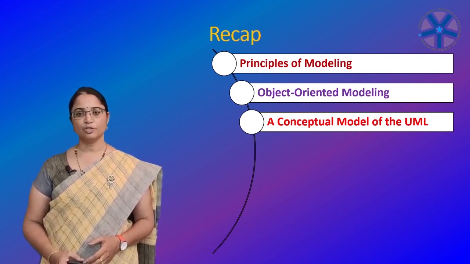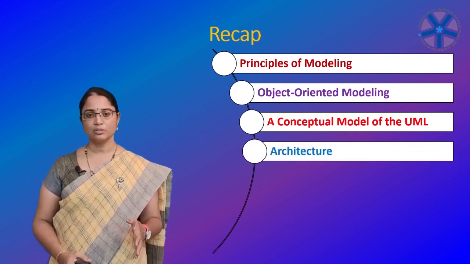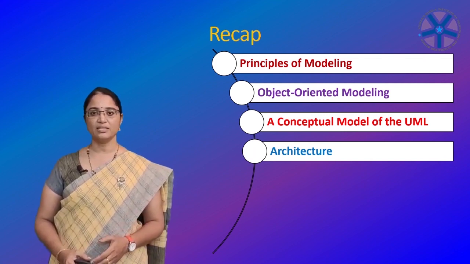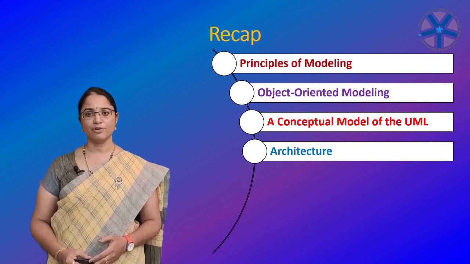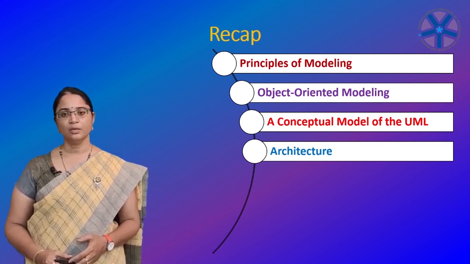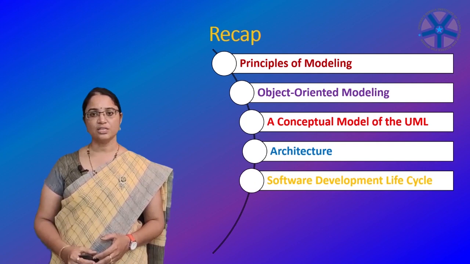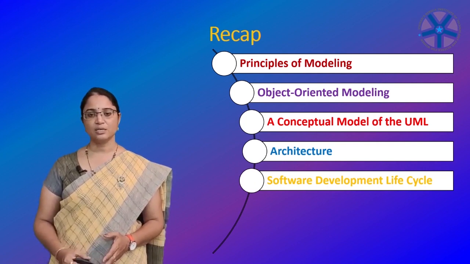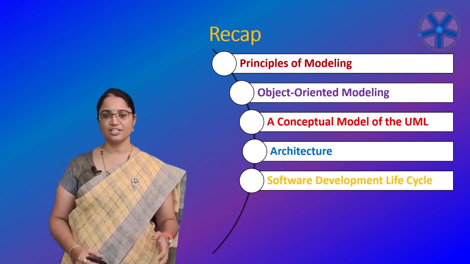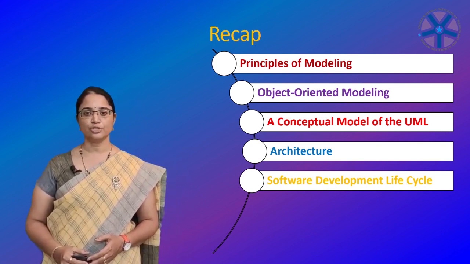And coming to the conceptual model, we have seen the building blocks and the rules and common mechanisms. We have seen the architecture of the UML, and here we have seen the 5 views of the architecture. And next we have seen the software development lifecycle, and here we have seen the 4 phases: inception, elaboration, construction, and transition. And we have seen the workflows also.